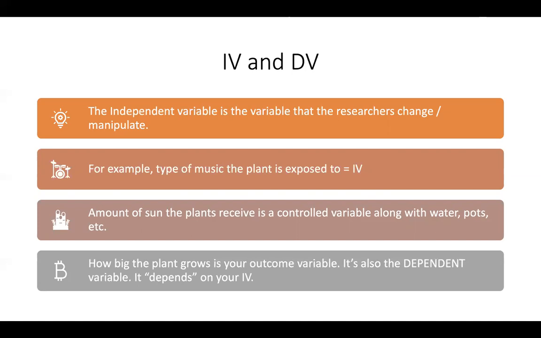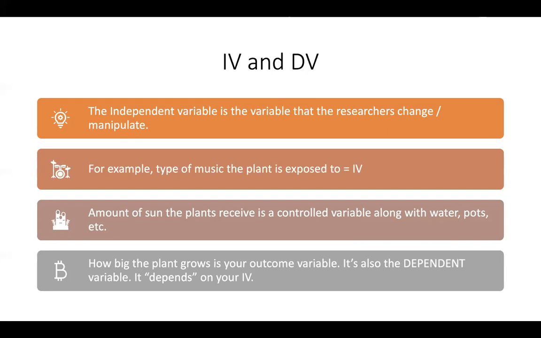So in the plant example, type of music is the independent variable. It's the one variable that the experimenter manipulates or changes. And so the manipulated variable is another term for independent variable. They mean the same thing. The controlled variables, those are all the ones you hold constant. So we call that controlled. Amount of sun is a controlled variable, but type of music is an independent variable. It's the variable the researcher changes.